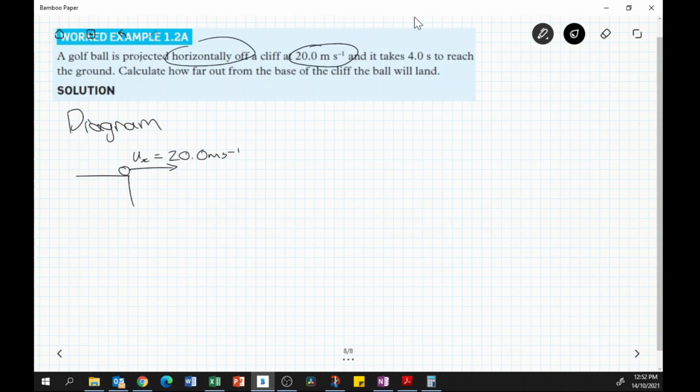What's that? I didn't introduce that notation, but I'm sure we're familiar with it. T. Writing down unknown information: time to reach the ground. Calculate how far out from the base. How far out from the base? What's that?